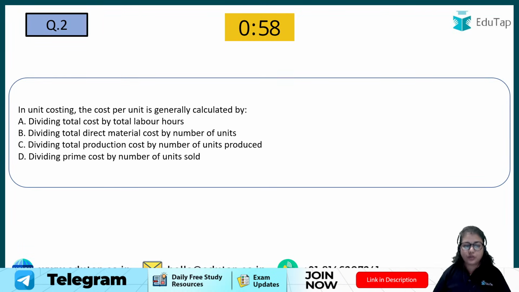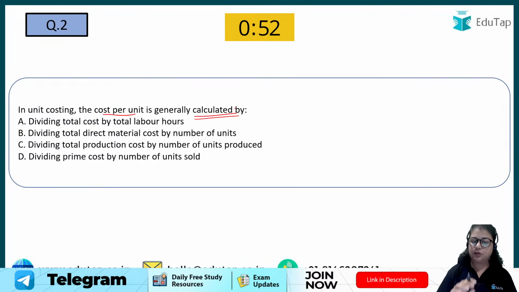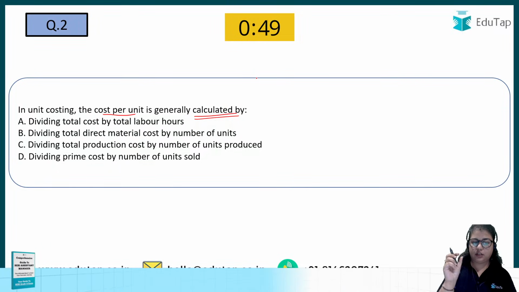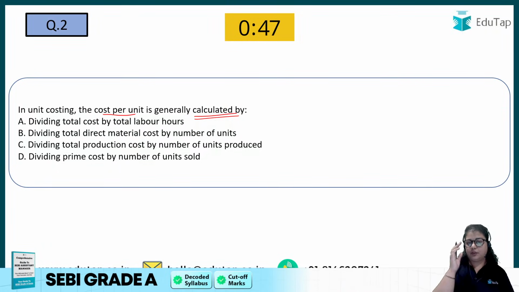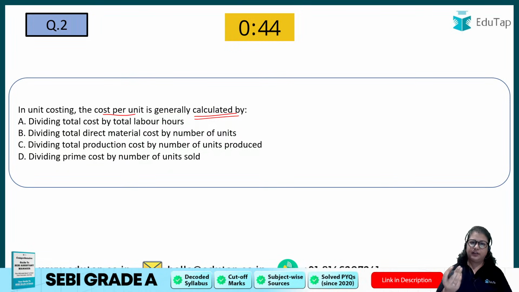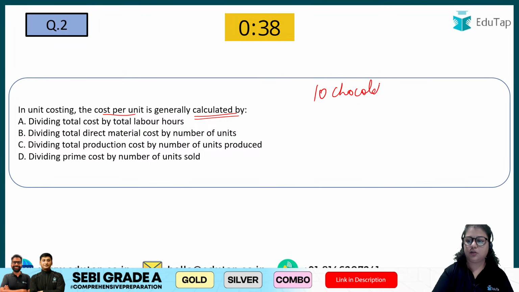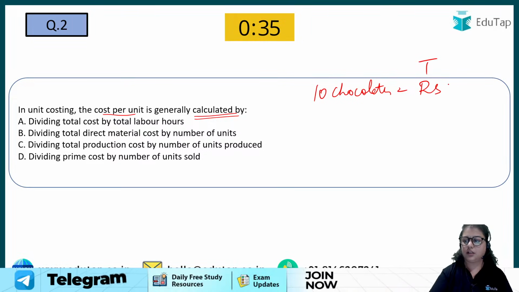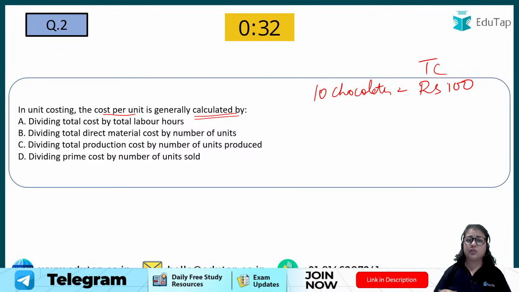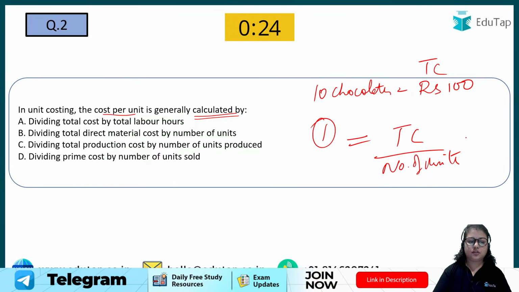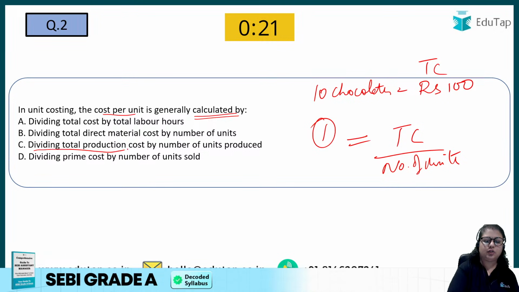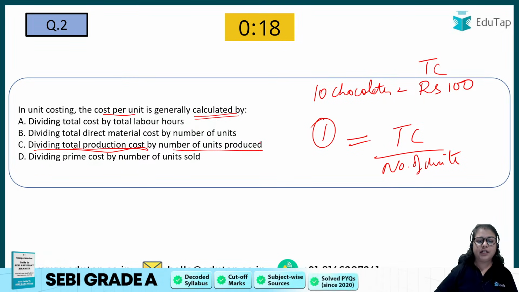Question number 2, in unit costing, the cost per unit is generally calculated by. So in unit costing, like I told you, we can find out the cost per unit of a product. Let me give you a very simple example. You have 10 chocolates, and it cost you 100 rupees in total. So how will you find out the price of one chocolate? The total cost upon the number of units, right? So see option C, dividing the total production cost by the number of units produced.